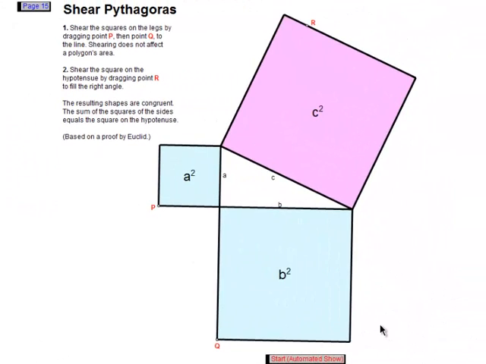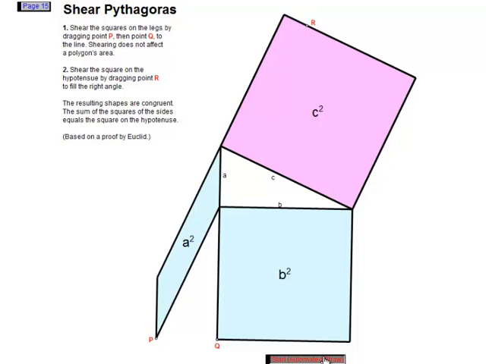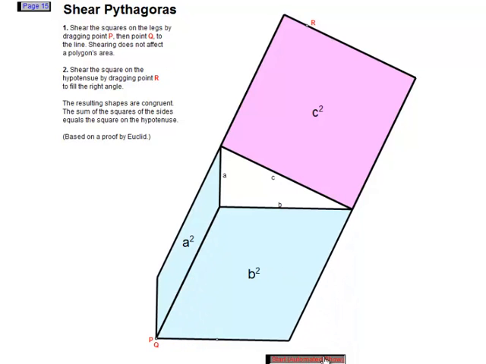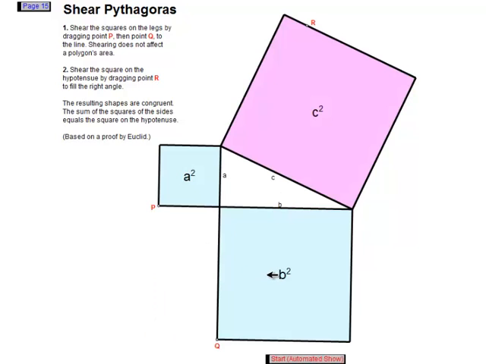Another example of a proof that a squared plus b squared is c squared is the following. You could shear the squares, meaning cut them up into little bits and pieces and slide them down in the following manner to show that the areas of a squared and b squared give you the area of c squared.